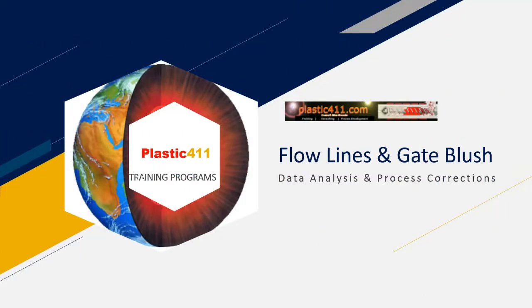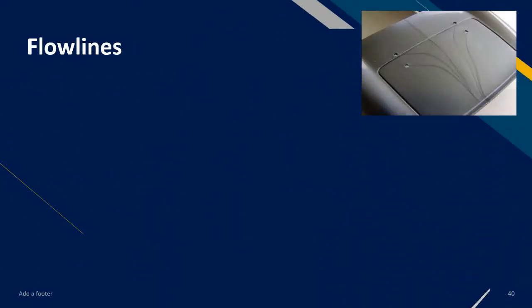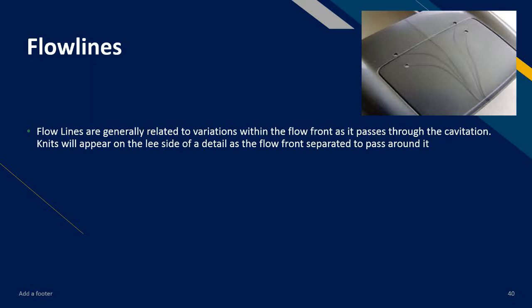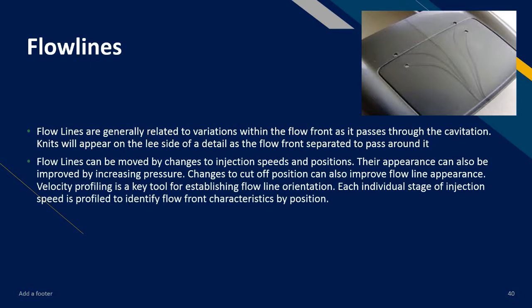Now let's take a look at flow lines and gate blush. Flow lines are generally related to variations within the flow front as it passes through the cavitation. Nits will appear on the lee side of a detail as the flow front separated to pass around it. Flow lines can be moved by changes to injection speeds and positions. Their appearance can also be improved by increasing pressure. Changes to cutoff position can also improve flow line appearance.